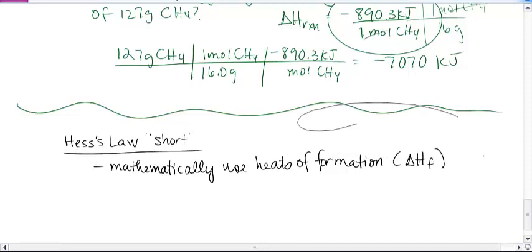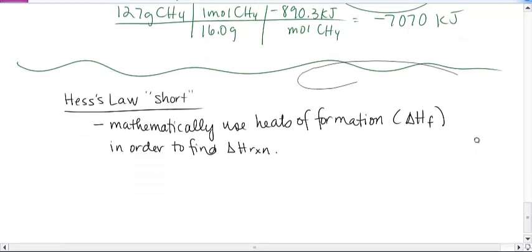So now we have heats of fusion, we have heats of vaporization, we have heats of reaction, and now we have heat of formation. They're all just amount of energy per joule or per mole or per gram. Anyway, we mathematically use heats of formation, delta H sub F, in order to find the delta H of reaction.